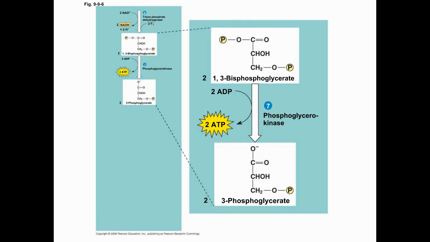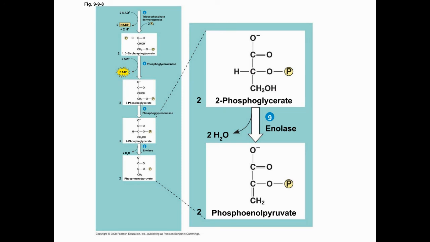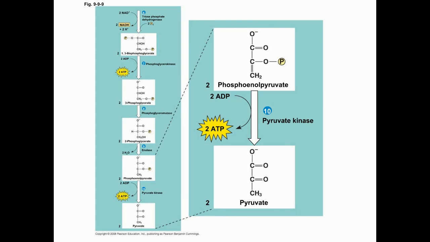So when we get to the final process, we create ATP. So where is ATP formed? In this step here, you have ATP being formed. And then we finally get to our pyruvic acid, our 3-carbon molecule.